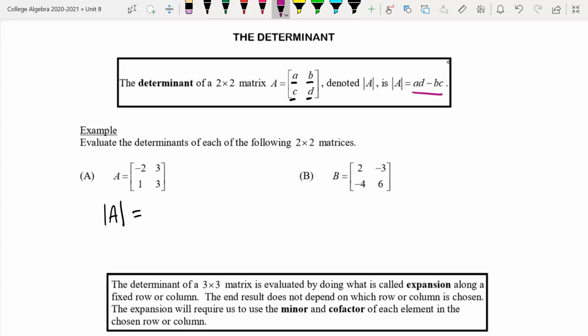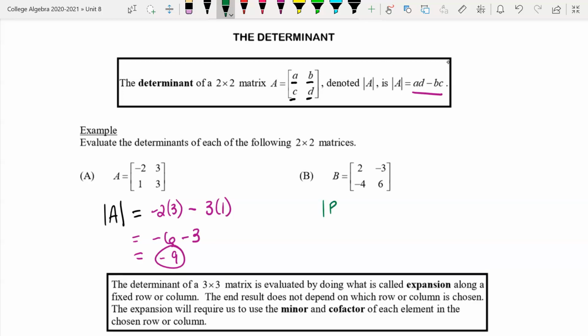To find the determinant of a 2x2, you take AD minus BC. So I'm going to take negative 2 times 3, so the diagonal, minus 3 times 1. And it's always top left times bottom right, minus top right times bottom left. So I get negative 6 minus 3, so the determinant would be negative 9 in that case. Let's go ahead and pause the video and try B.